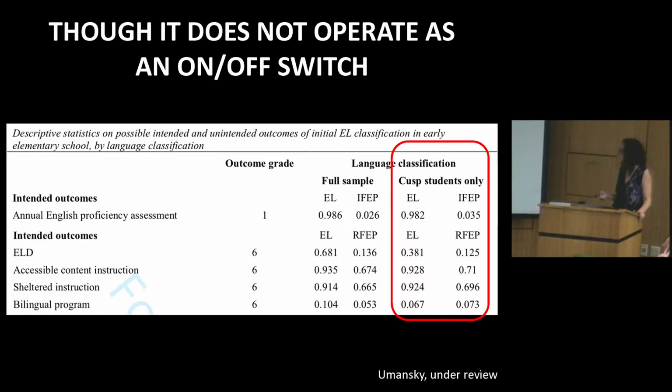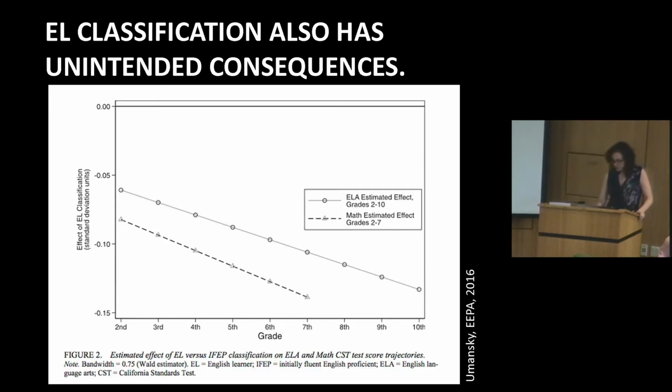So now let's think about the sword, and whether EL classification is operating as a sword for these students. This graph is showing you regression discontinuity effect sizes for incoming kindergartners who are classified as EL or not EL as they're moving through time, moving across grade levels.